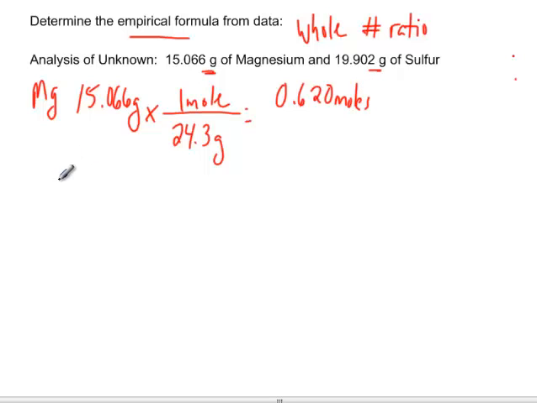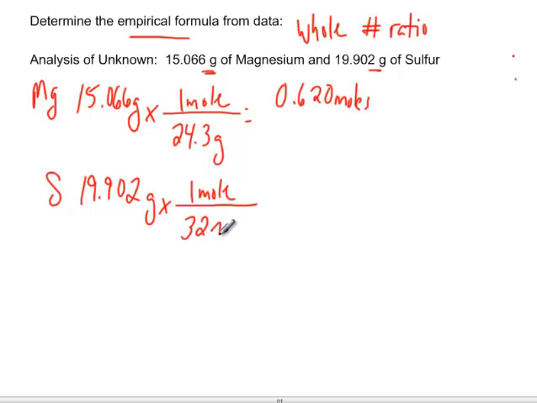And then we're going to do sulfur. We start with 19.902 grams of sulfur, and we want to convert that to moles. So we write 1 mole up here, look on the periodic table, 32.1 grams, equals, once again, 0.620 moles. Now hopefully you notice that these are the same thing.